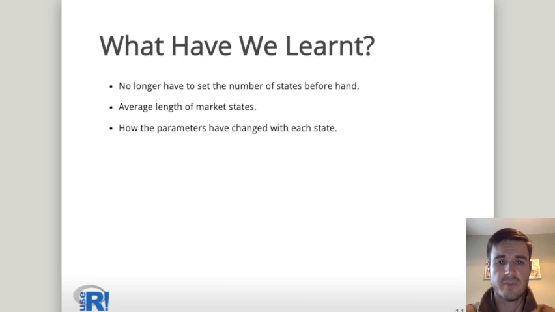So what have we learned from this type of model? Well, we no longer have to set the number of states beforehand, and the data has decided how many states are appropriate. We've also got the average length of each market state to help us understand on average how long each state lasts for. And we have also observed how the parameters have changed with each state and can see that in our current bull market, the average parameter seems to be larger than the previous bull markets.